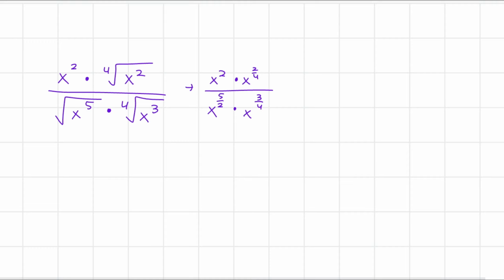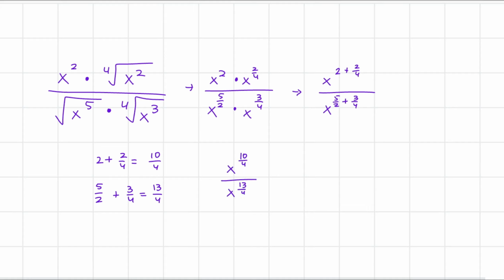So once we combine these exponents, x raised to the power of 2 plus 2 over 4, and x raised to the power of 5 over 2 plus 3 over 4, we know that 2 plus 2 over 4 is equal to 10 over 4, and 5 over 2 plus 3 over 4 is 13 over 4. 10 over 4 minus 13 over 4 is negative 3 over 4. And to find the reciprocal, making it positive, would make this 1 over x raised to the power of 3 over 4. Now let's review scientific notation.